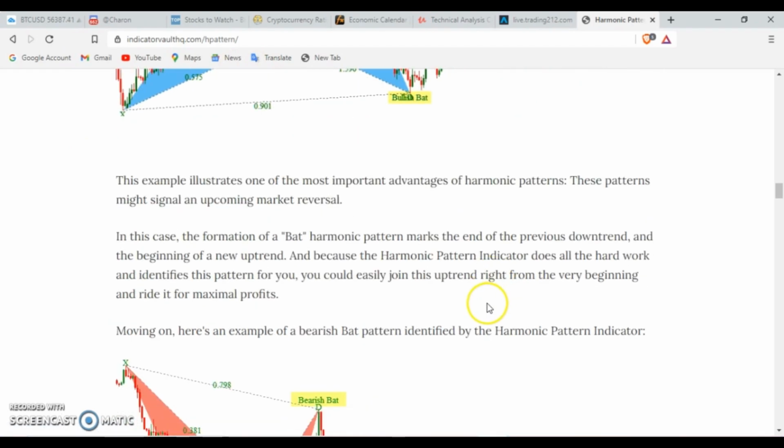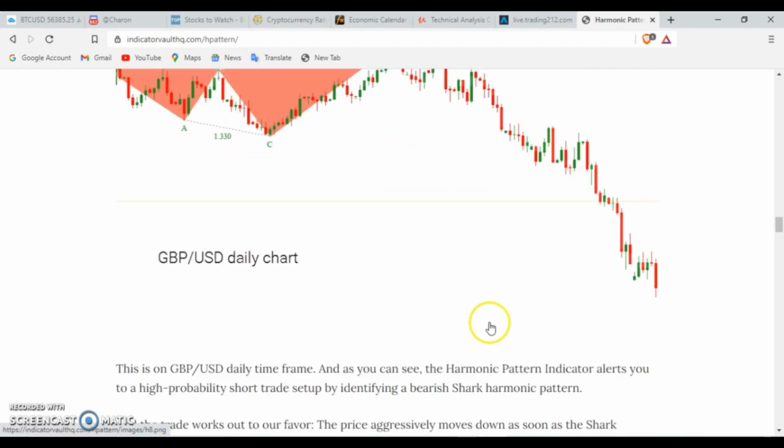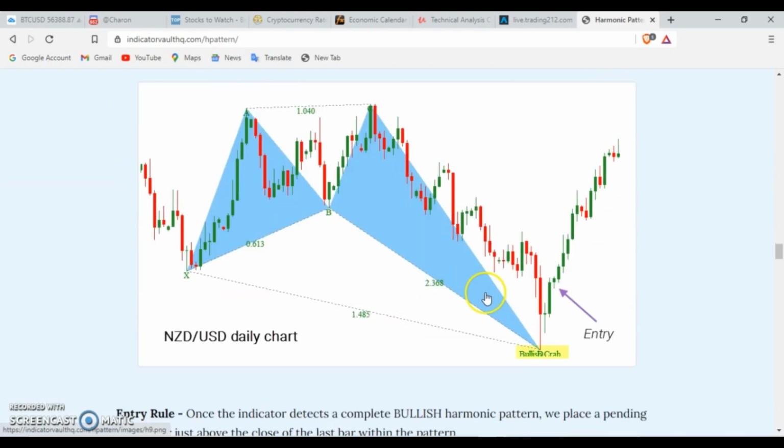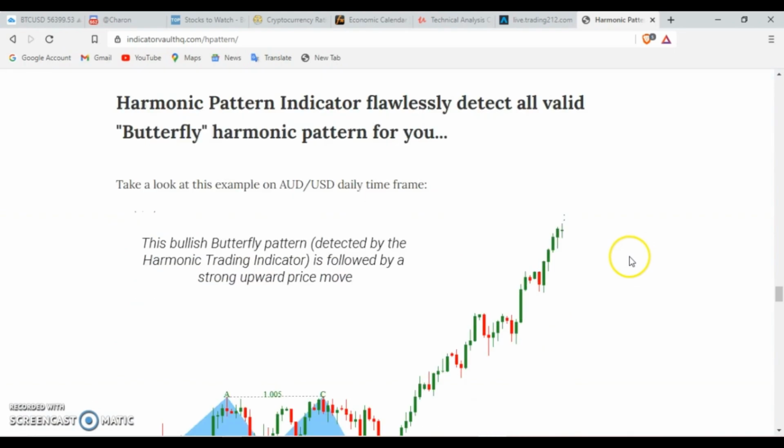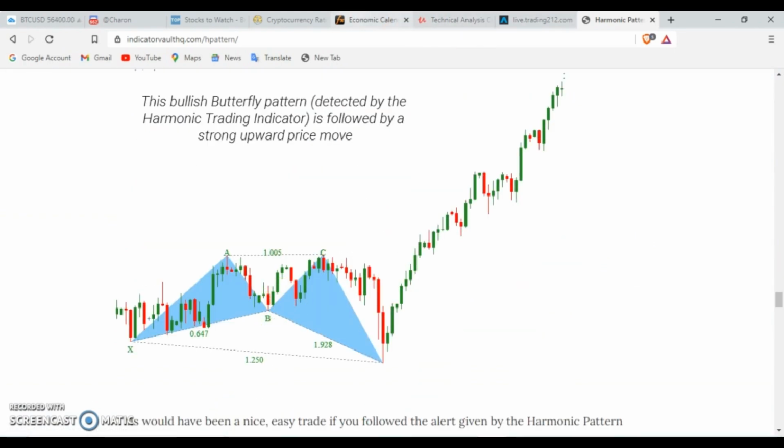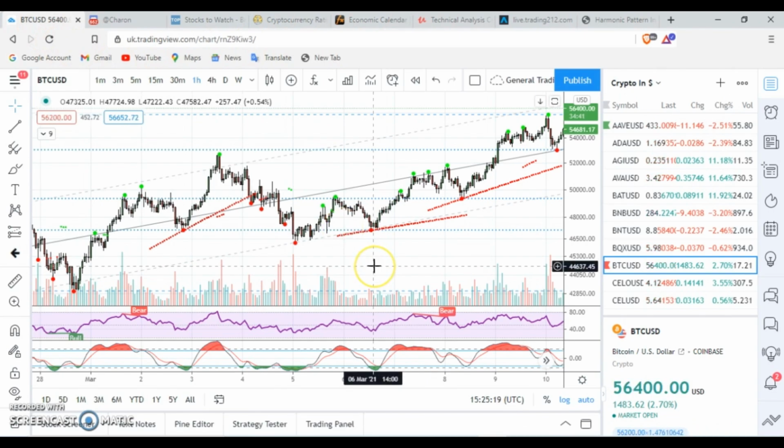You don't really need it. I actually have this indicator, but I don't personally really use it. You don't really need it to trade successfully, but I just wanted to draw your attention to it in case this is something you like. You can take a look yourself, and maybe you like it. So yeah, that's your pattern trading.